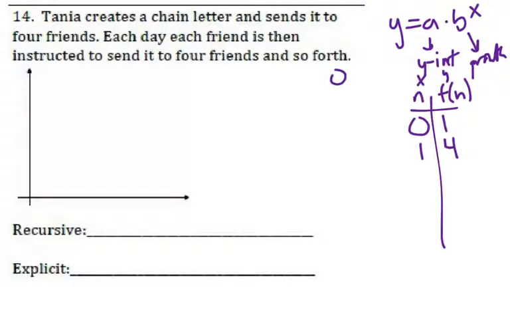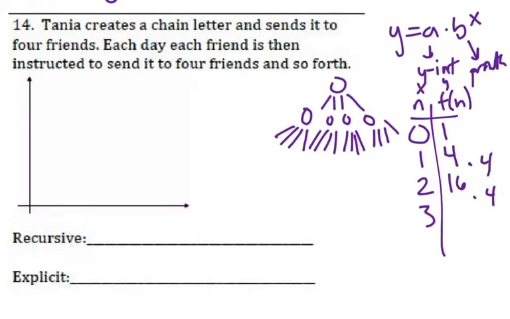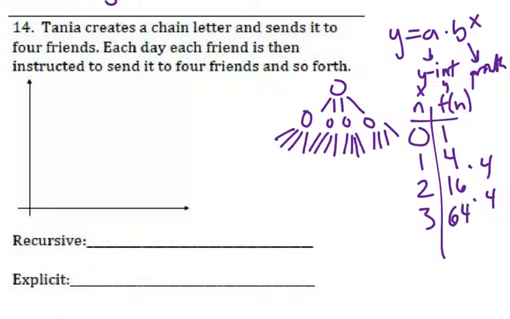If we were to draw a picture of it, she sends it out to 4 friends, and each of those 4 friends send it out to 4 more friends. Okay, so basically what are we doing each time? We are multiplying by 4. So day 2 we've got 16. Day 3 we've got 64. And so on. Day 4 it would go even higher. What is that?